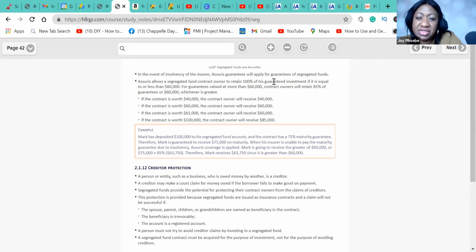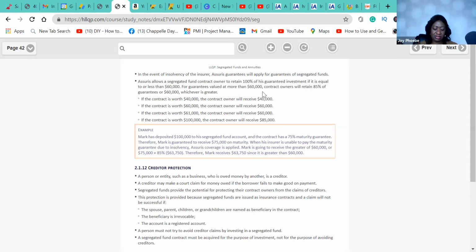Assuris allows segregated fund contract owners to retain 100% of their guaranteed investment if it is equal or less than 60,000. For guaranteed value of more than 60,000, contract owners will retain 85%. So in this case, your guarantee is more than 60,000, which is 75,000, then you get 85% of your guarantee. So 85% of this guarantee is what?